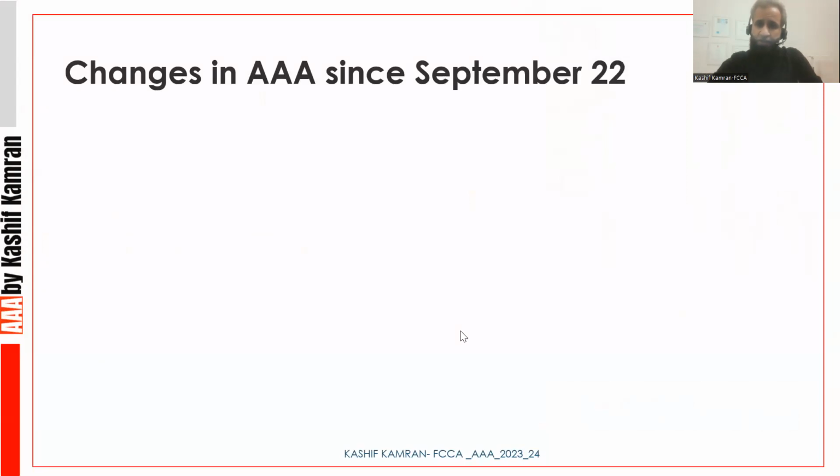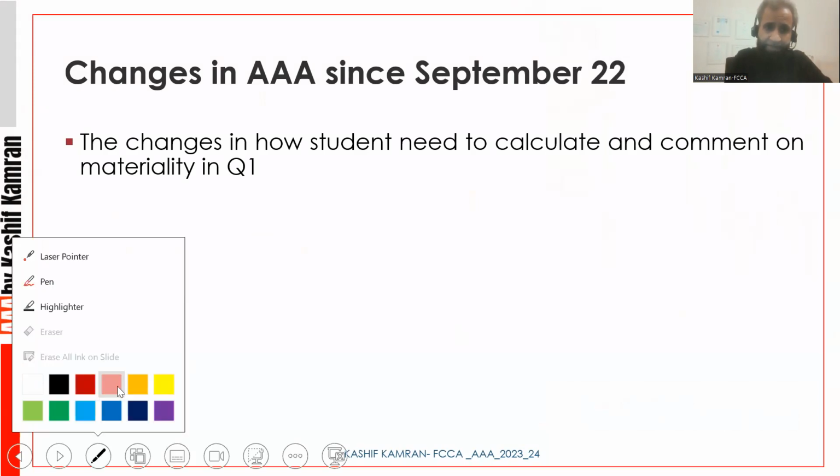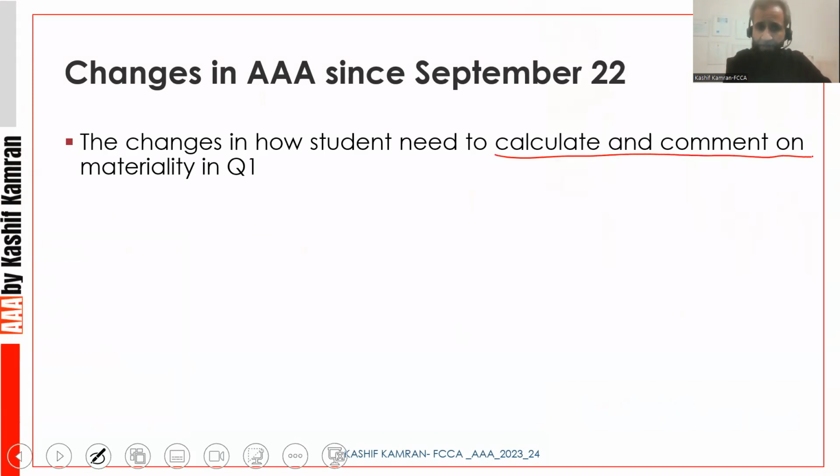Now, when we look at the changes in AAA since September 22, the changes are all around question number 1, which is the 50 marks case study. And yes, the introduction of the 20 professional marks for the whole paper. The first thing is the changes in how the student needs to calculate and comment on the materiality in question number 1. And I will be demonstrating that perhaps on the day 3.